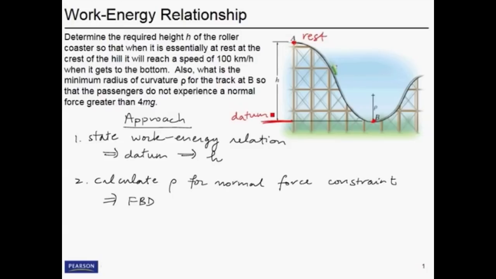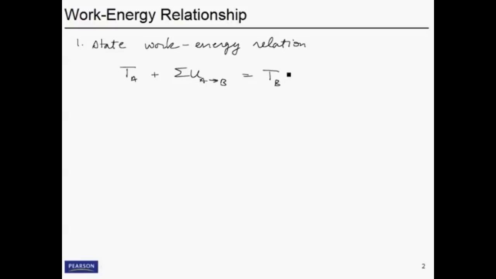So what we're really looking at here is the amount of potential energy that is a function of the elevation above point B. That is, it's just going to be a function of h. Okay, so we're going to go on to step 1 and show you how that looks. Step 1 is we're going to state the work-energy relation. The basic equation is that the kinetic energy at A, plus the work from A to B, is going to be equal to the kinetic energy at B.